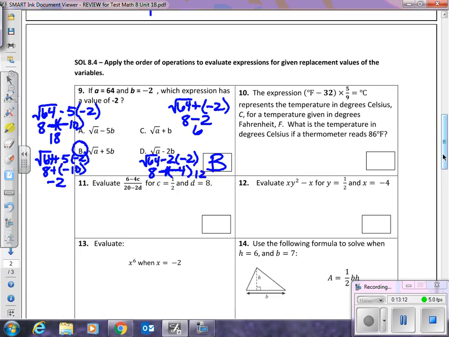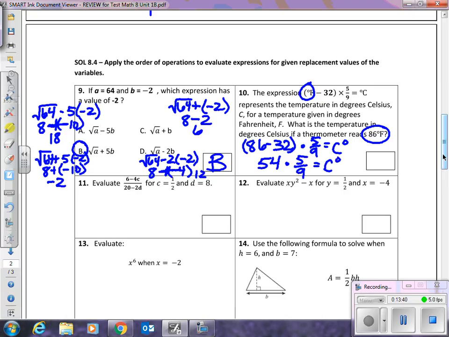So this 86 degrees Fahrenheit is your degrees Fahrenheit in your problem. So that's what you're going to substitute in. So in parentheses, you're going to have 86 minus 32, and then times 5/9, and that will equal your Celsius. All right, so again, order of operations, you have to do parentheses first. 86 minus 32 is going to be 54, and then times 5/9. And then equals our answer.